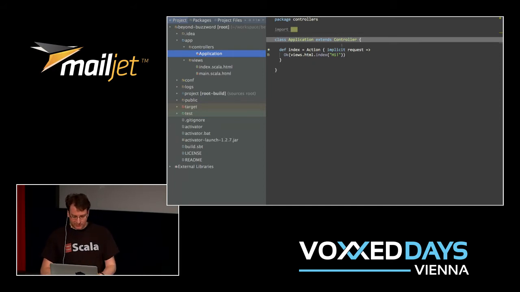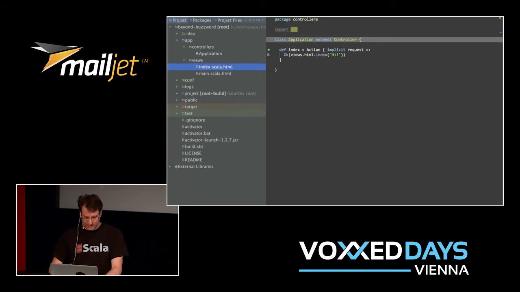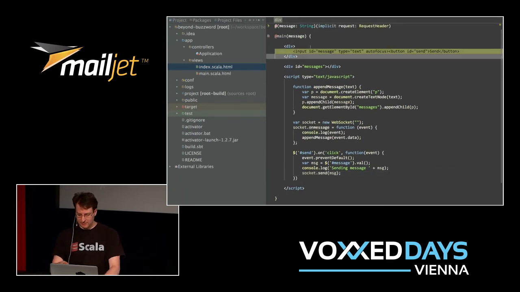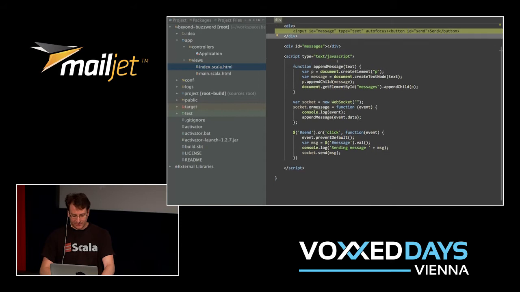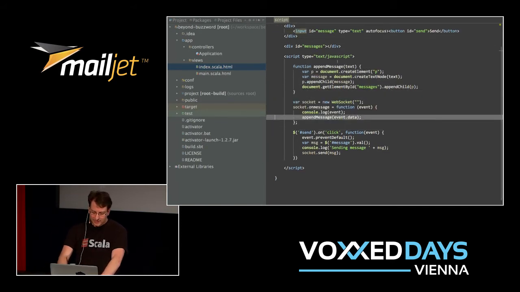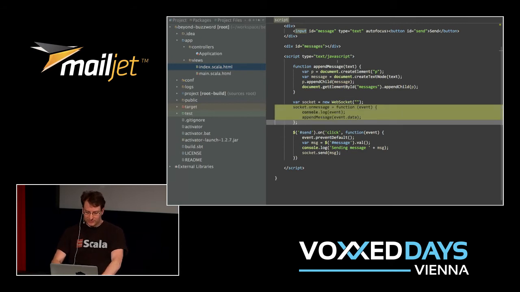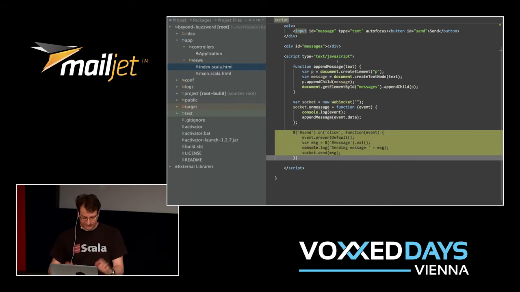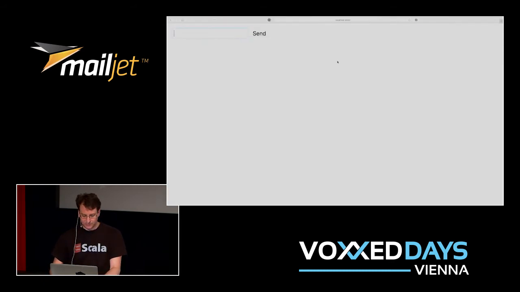Here we have a controller which has an action, and that just shows this index file. And the index file looks like this. I have my input field up here and my send button. And down there I have a bit of JavaScript that sets up a socket, a WebSocket. When there is a message, it prints it out and appends it on the DOM. And when I send something, I send it to the server. That's all I'm doing right now. And this is what you see here.